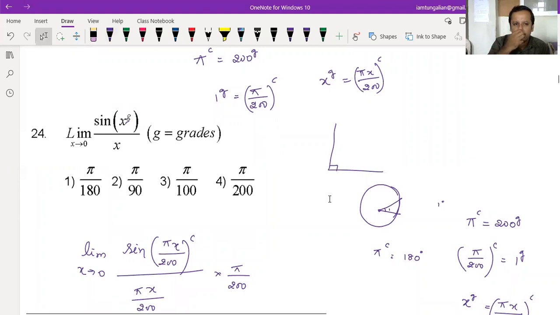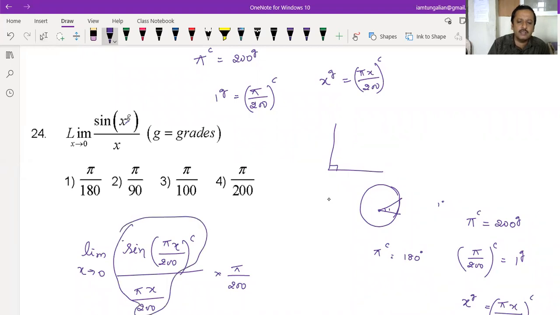Okay. So I'm converting x grade to radians: sin(pi x by 200) radians. Now when you have sin theta in the numerator, we would prefer theta in the denominator. So I have divided by pi x by 200. Okay, pi by 200, x is already there. Since I have divided by pi by 200, I had to multiply by pi by 200. So this much will become 1 as x approaches 0. This quantity will be 1. 1 into pi by 200 will give you pi by 200. Fourth option is the answer.